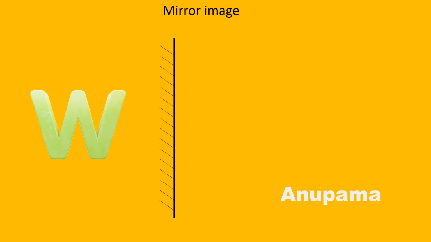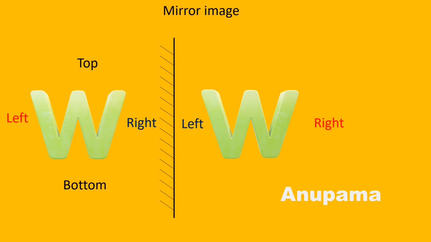Now let us take one more example, the letter W, and here is a mirror. Now just observe the mirror image. But what is this? The image is just like the original image. Here the top and bottom parts are the same, but for this particular letter W, the left and right parts are also the same. So there are a few letters whose mirror image is just like the original image. Just find out a few letters by yourself.